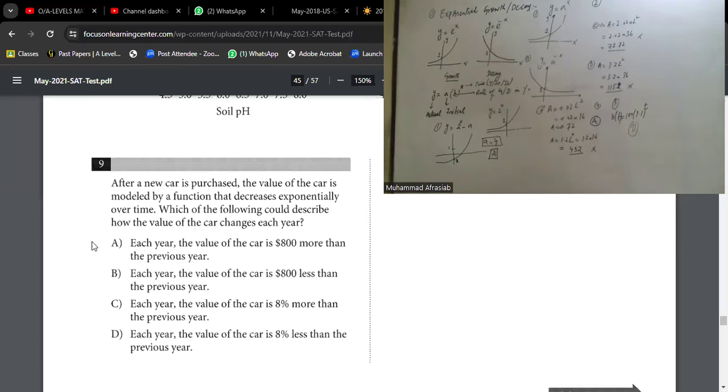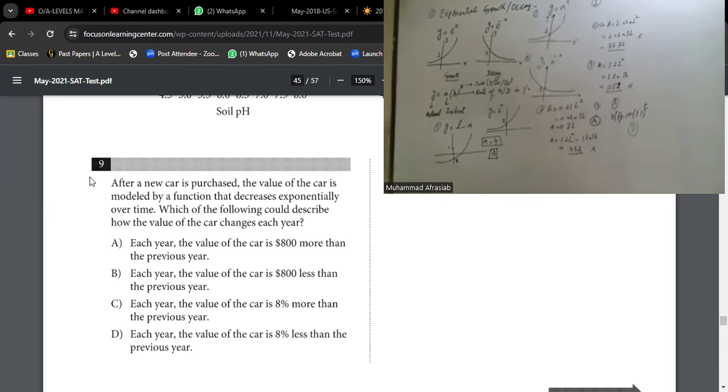Now, question 9, which is our question number 4. After a new car is purchased, the value of the car is modeled by a function that decreases exponentially over time. Which of the following could describe how the value of the car changes each year? Part A. Each year, the value of this car is $800 more than the previous year. So it is wrong because it is decreasing. Wherever there is the word increased, it is wrong there.